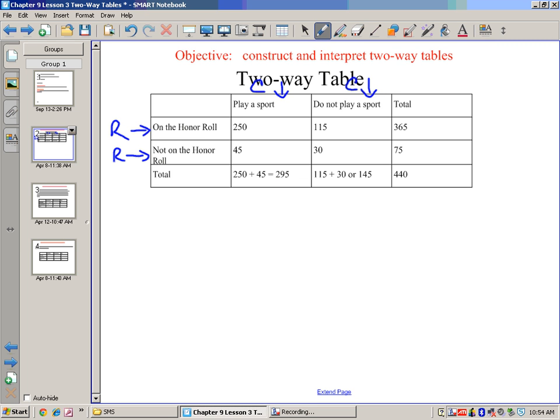Okay, then just looking at this, we looked at one of our definitions, relative frequency is subtotal versus a total. You can do that a couple different ways. You can look at students who play a sport and then are on the honor roll. So let's look at the students who play a sport and are on the honor roll. There's 250 of them. And the relative frequency of students who play a sport and then are on or not on the honor roll is out of 295, which is out of the total.